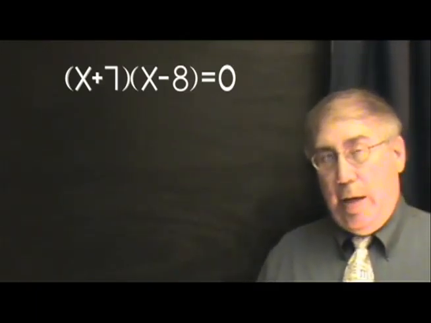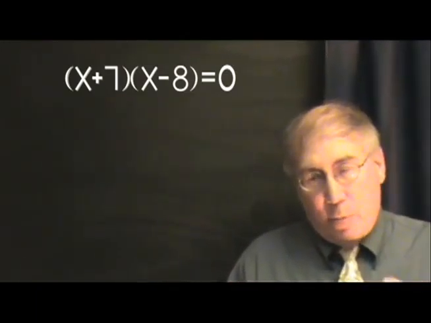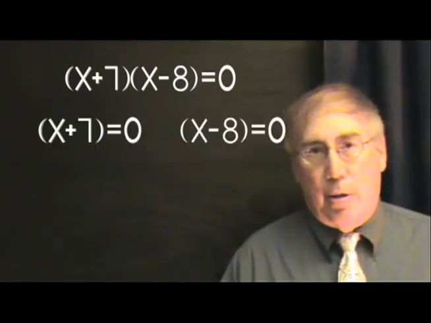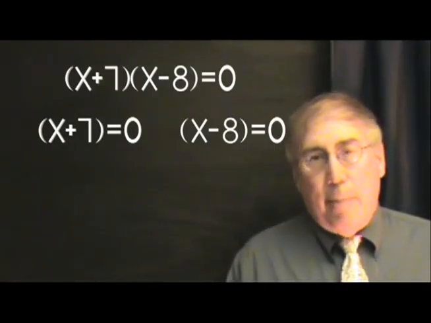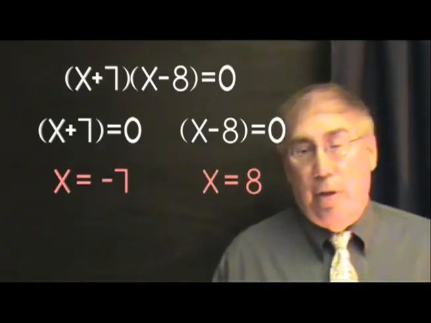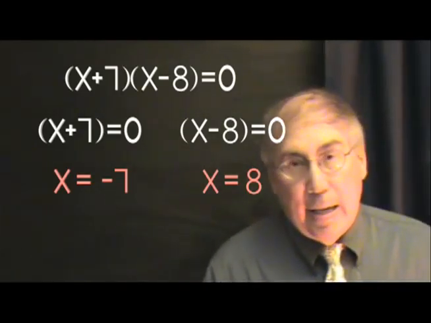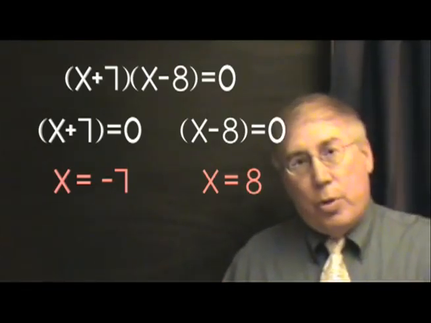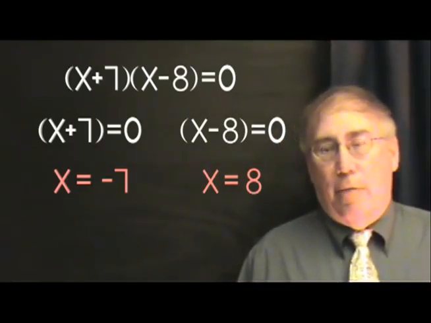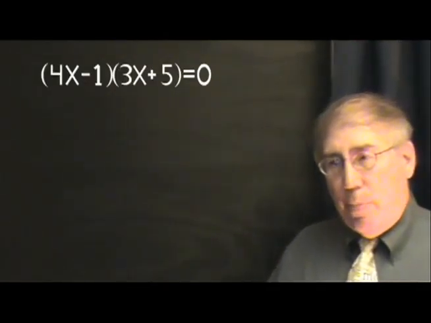So here we have two factors, and the professor says that when you have two factors like this multiplied together and they're equal to 0, at least one of them has to be 0. Now the trick is to set both factors equal to 0 and solve them. And we get solutions of x equals -7, x equals 8. If you substitute those one at a time back in for x, at least one of those factors is going to be 0.